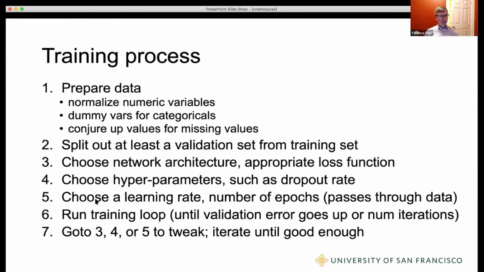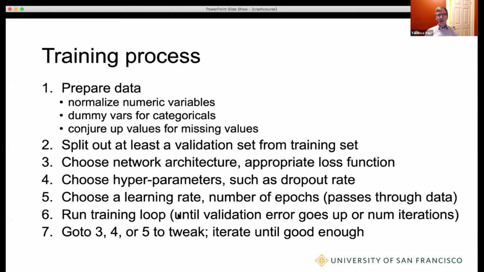The biggest thing when we're training our network is the learning rate and the number of epochs. If you're in British English, that's epochs. It's how many times we go through our data, the number of iterations. Then we're just going to run our training loop, and that's what we're going to spend a lot of time on in this class.